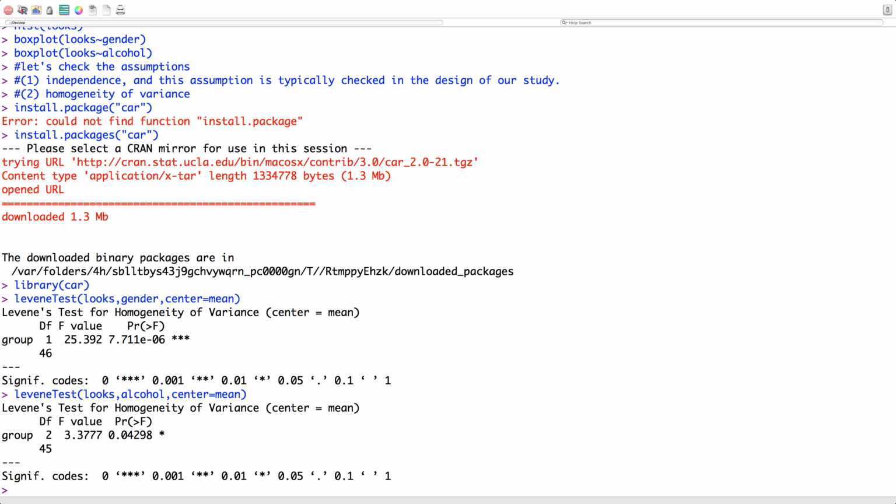You guys remember, and this is one of those things that'll probably pop up on your midterm: what are the null and alternative hypotheses for Levene's test of homogeneity of variance? Well, for gender, the null hypothesis would be that the variance for male is equal to the variance for female. The alternative hypothesis would be that the variances are different. So we have more support for the alternative hypothesis in this case.